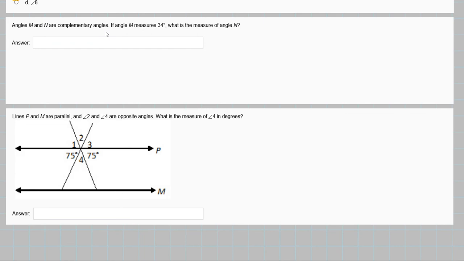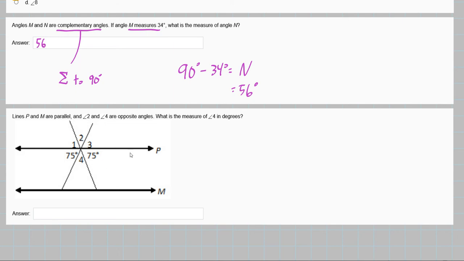Next, angles M and N are complementary. Complementary means that they add up to, so the symbol here is the sum, sigma, it's just a Greek letter S, and they sum to 90. Complementary angles are 90. So if angle M is 34, what's angle N? We just need to do 90 minus 34. And 90 minus 34 is going to be 56. So we would write in 56 degrees.